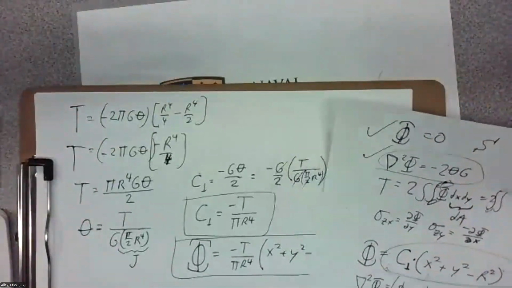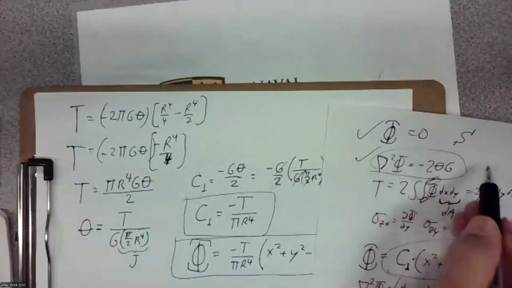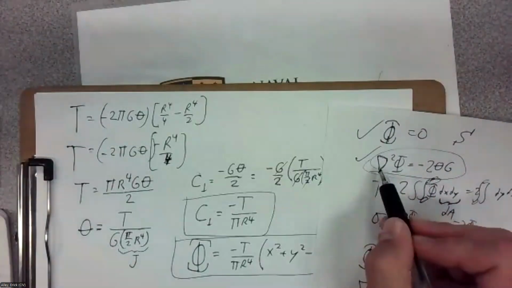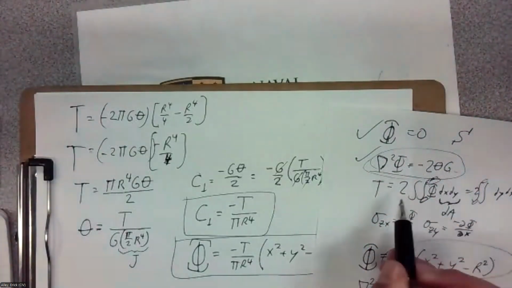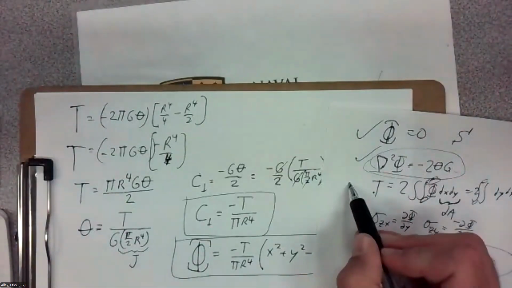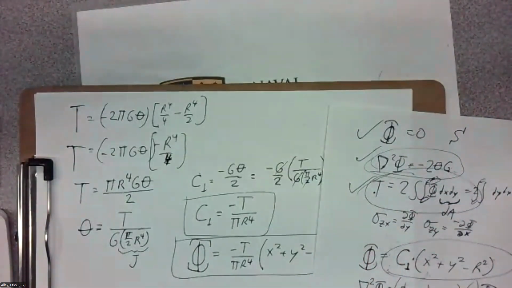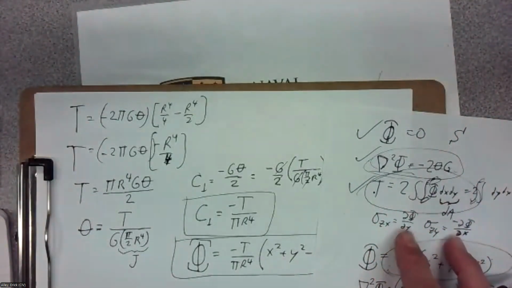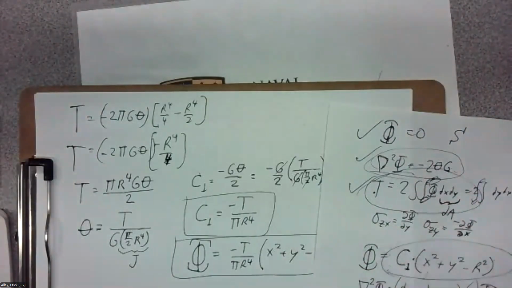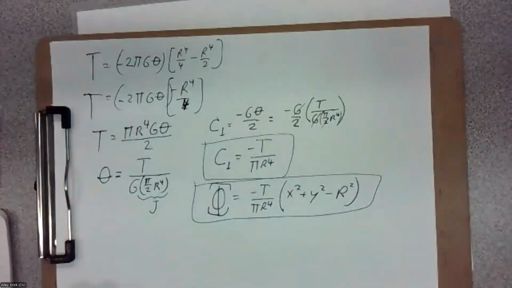Besides picking the function and some constant, I did this one, Laplacian equal to minus 2Gθ. That relates the Prandtl function and the twist rate. And then I relate the torque to the Prandtl function with this one. So we've used up both of these. We picked our equation. Now we've done all the hard work. We just get the stresses as a freebie. All we've got to do is take the derivatives here. Let's do that real quick.